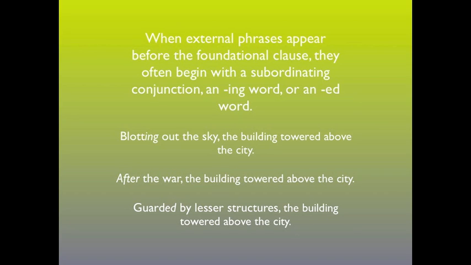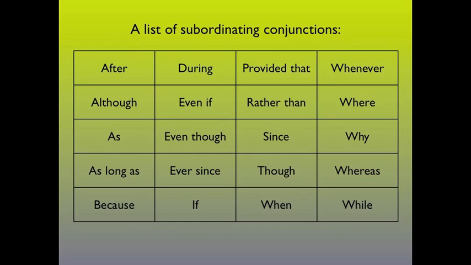We already saw a phrase that begins with an ing word, blotting out the sky, the building towered above the city. Here we begin in the next example with a subordinating conjunction, after the war, the building towered above the city. And finally, guarded by lesser structures, the building towered above the city. All three phrases begin with either an ing word, a subordinating conjunction, or an ed word. And here is a list of subordinating conjunctions that you might want to use in front of those phrases.